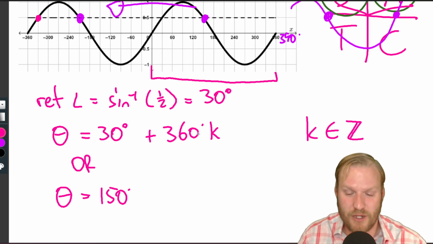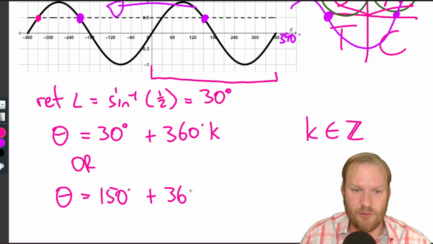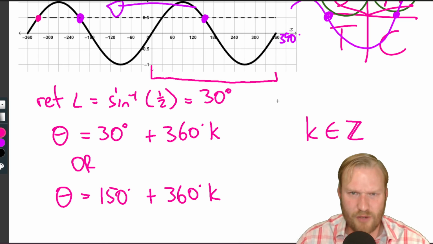In other words, we could add it once, twice, three times. Indeed, we could subtract it, so k could be minus 1 and we subtract it. And the same for our second solution, plus 360 times k, where k is also an integer. So there we've got our two general solutions, and from that, we can find our specific solutions.